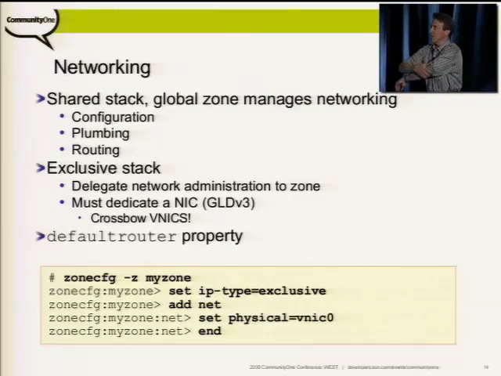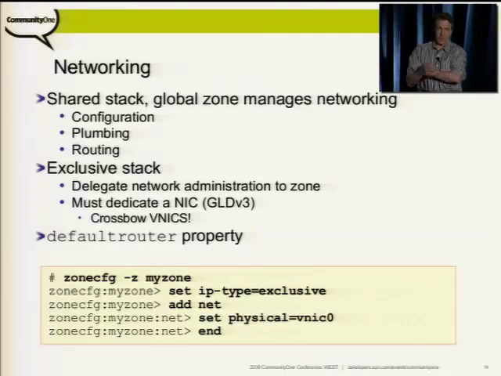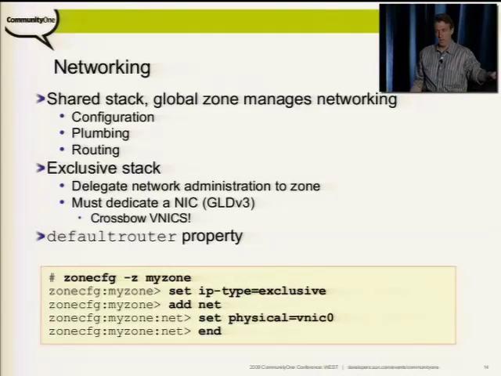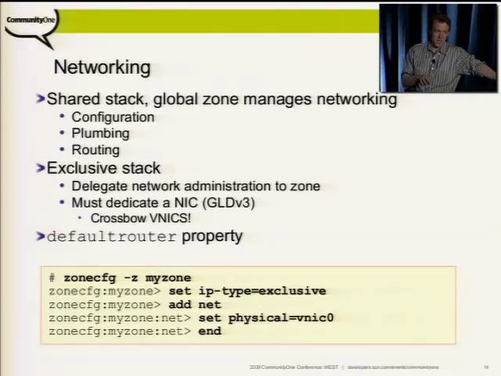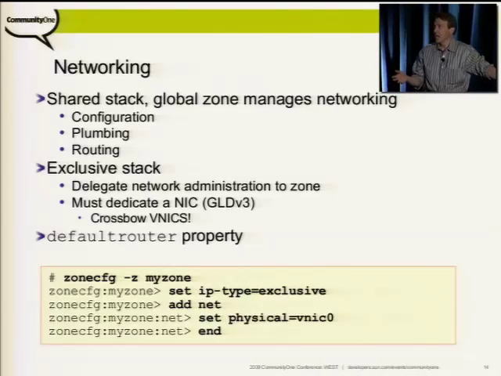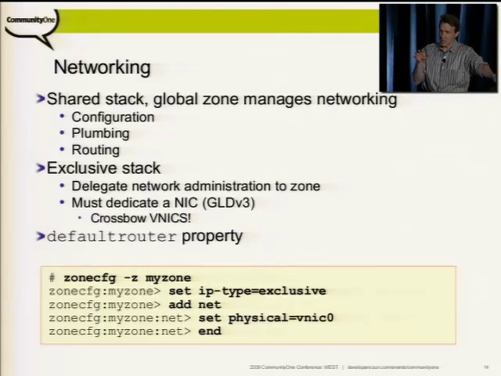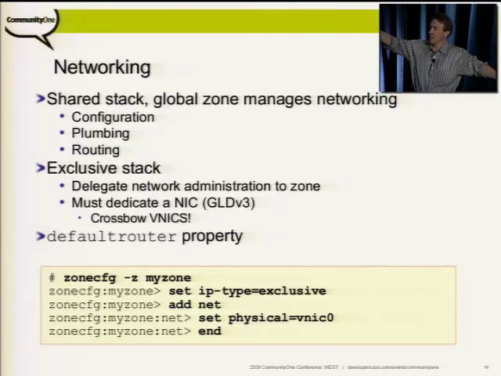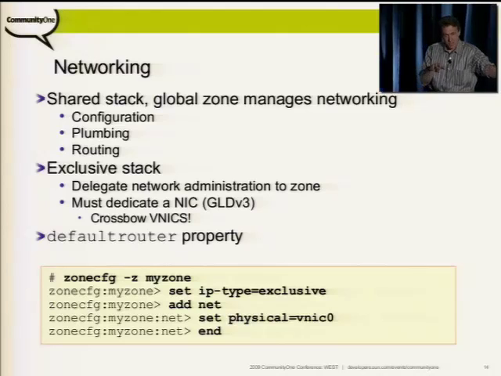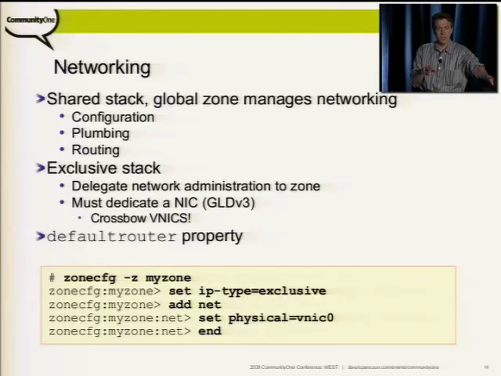Moving on, in terms of networking, with zones there are two ways that you can do networking. You can do what's called a shared stack or an exclusive stack. The shared stack is the default behavior for a zone, and what that means is that the global zone manages the network configuration for the zone. So when you boot the zone, the global zone will set up the IP address, plumb the virtual interface, and do all the routing. Inside of the zone, you can't control that and manage it. You can't change it within the zone.